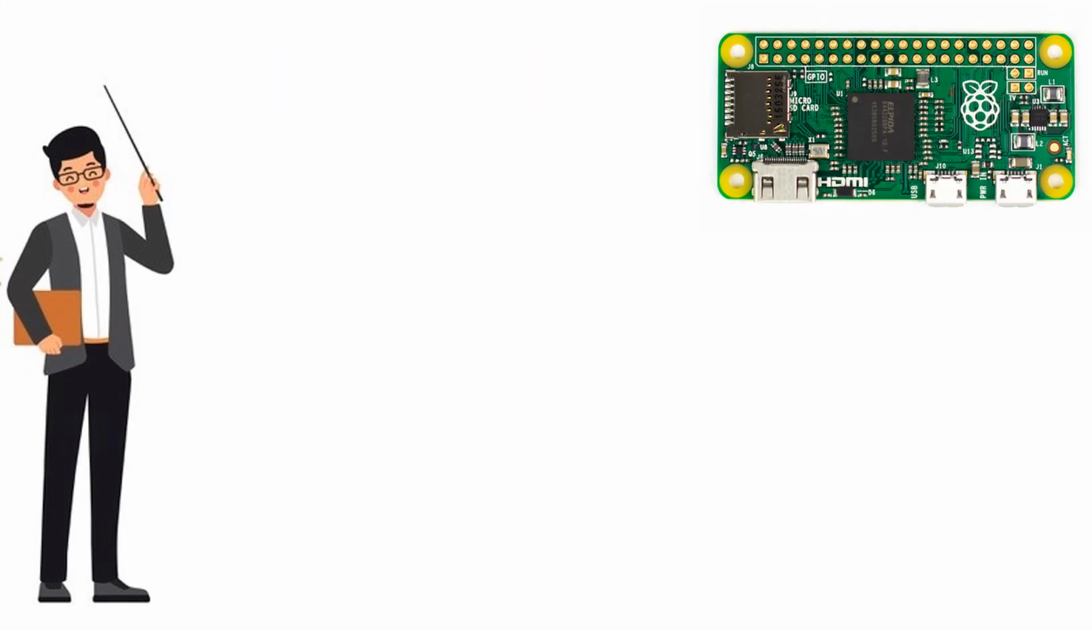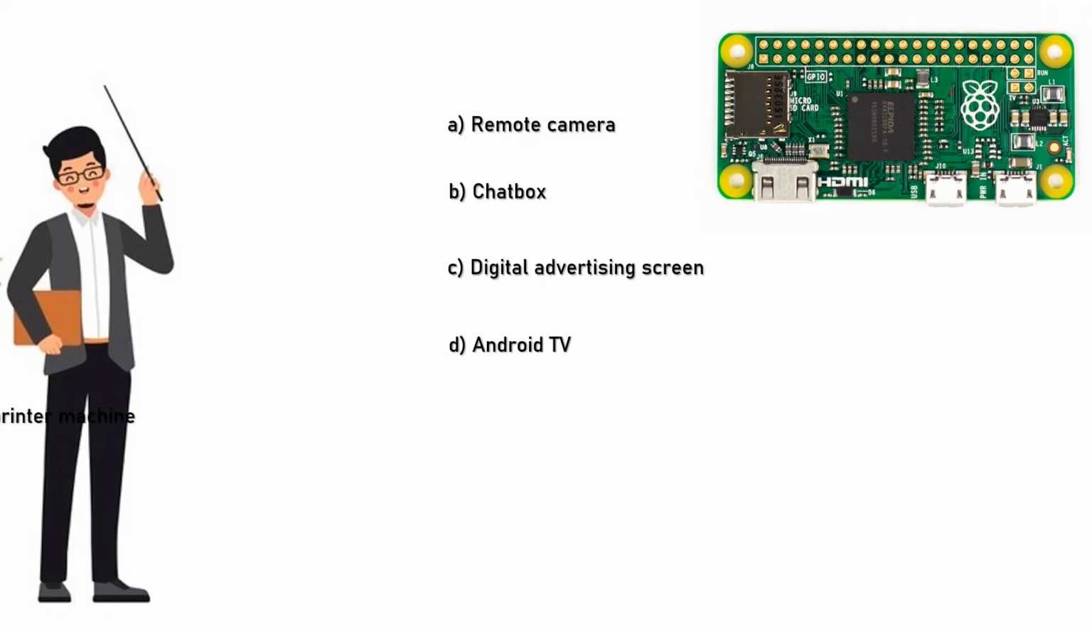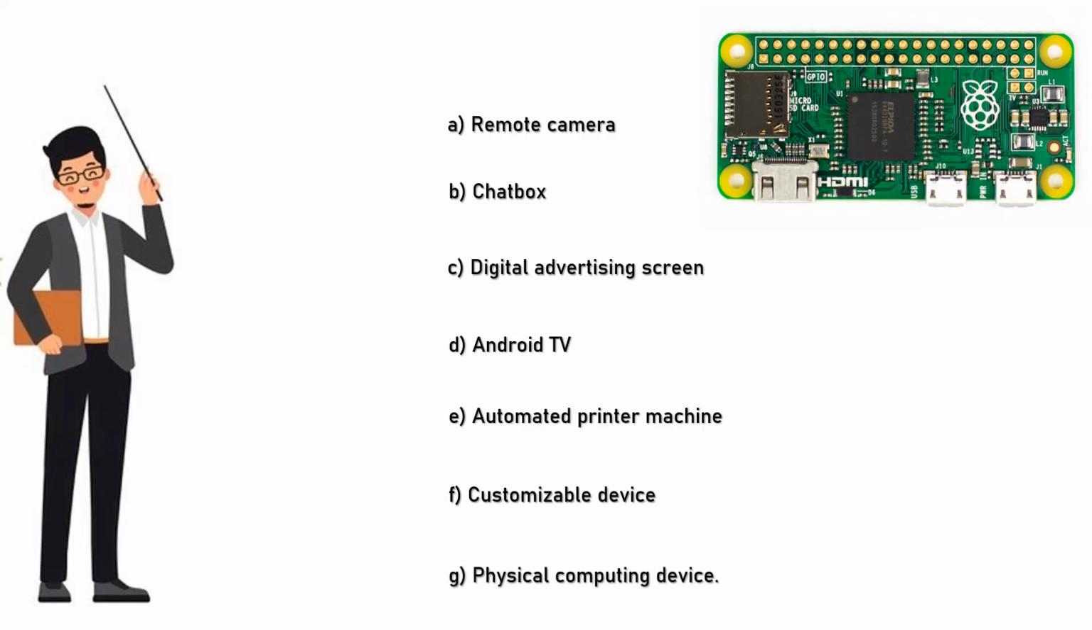And also there are some more interesting areas where the RPI can be implemented. A. Remote camera. B. Chat box. C. Digital advertising screen. D. Android TV. E. Automated printer machine. F. Customizable device. G. Physical computing device.